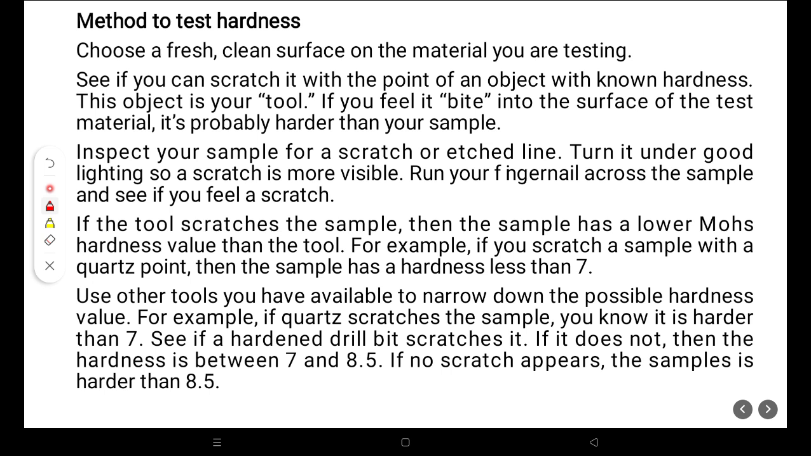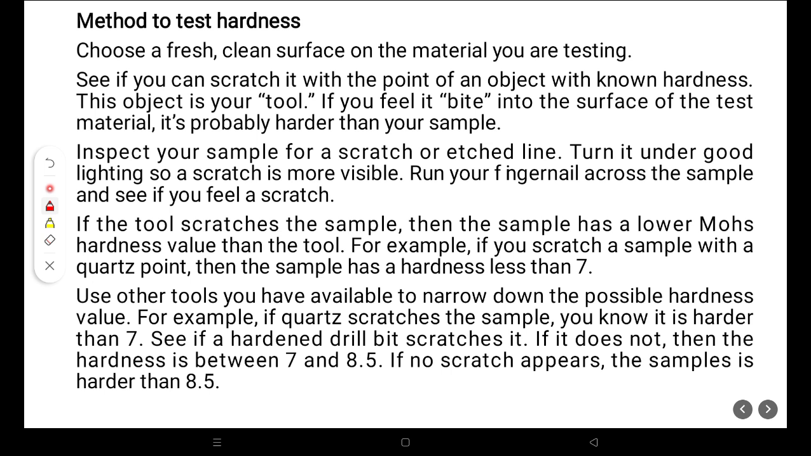Then how should we start a test as a fresh geology student or some other basic graduate student? First, choose a fresh or clean surface of the material or mineral you want to test. Then scratch it with a known object of known hardness, as I have told before. This is known as the tool. So if you are scratching with a fingernail, the fingernail is the tool.